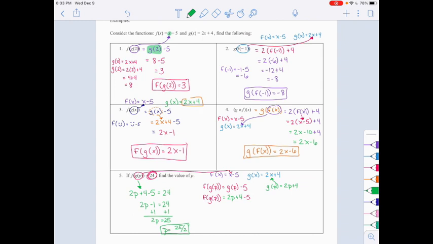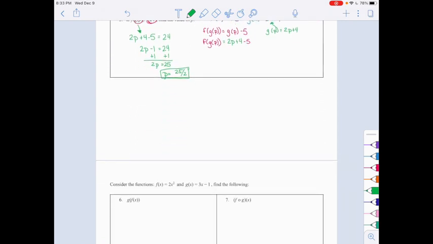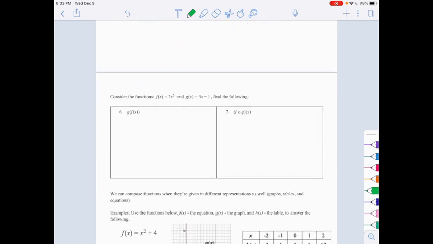We have a few more examples. Remember, I can replace x with anything: smiley face, a function, a number, it does not matter. I just have to be careful about the order I do it in, watch my parentheses, and when I'm simplifying, make sure I'm following PEMDAS and all those good things. So a few more examples here.